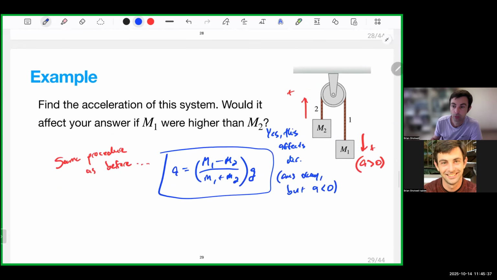Okay, and we're done with the example problems. On to Newton's third law tomorrow.